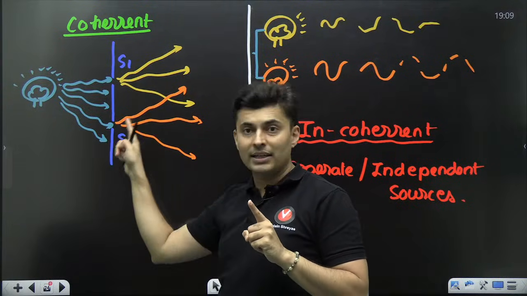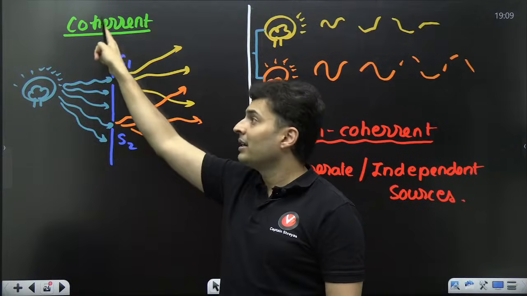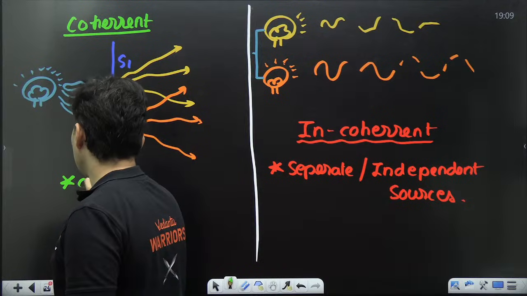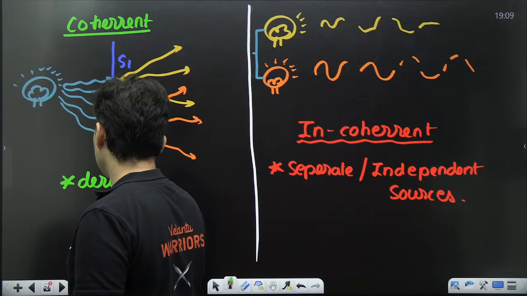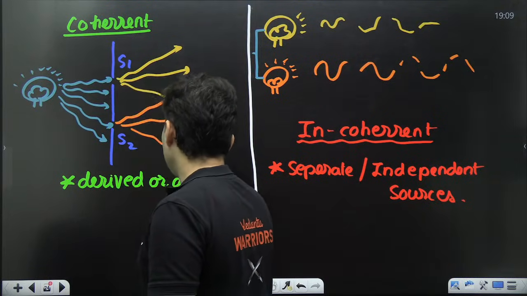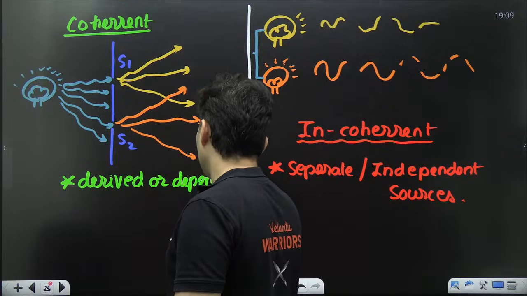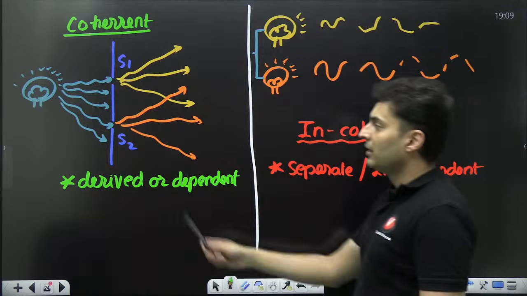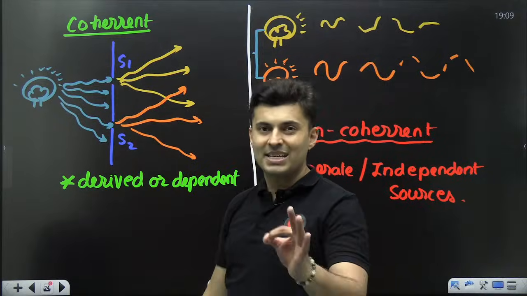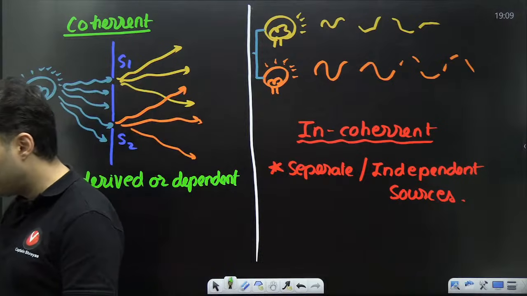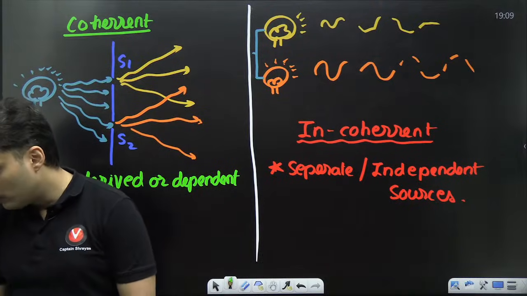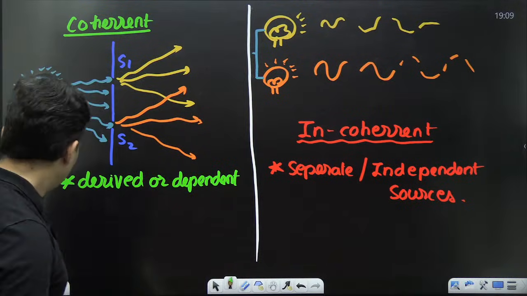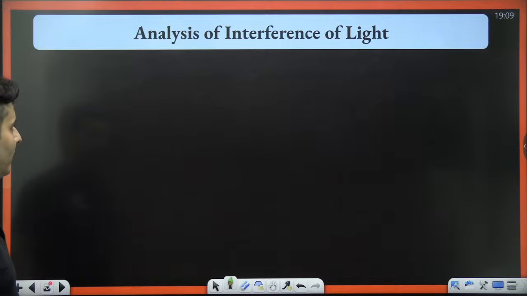They are equally affected from the same source. That's why they are going to be coherent. They are basically derived sources, or I would say dependent. Here they are independent, they are separate. Here they are derived, or basically dependent. Is that very, very clear? Understood? Done. Let's move on to the next point.